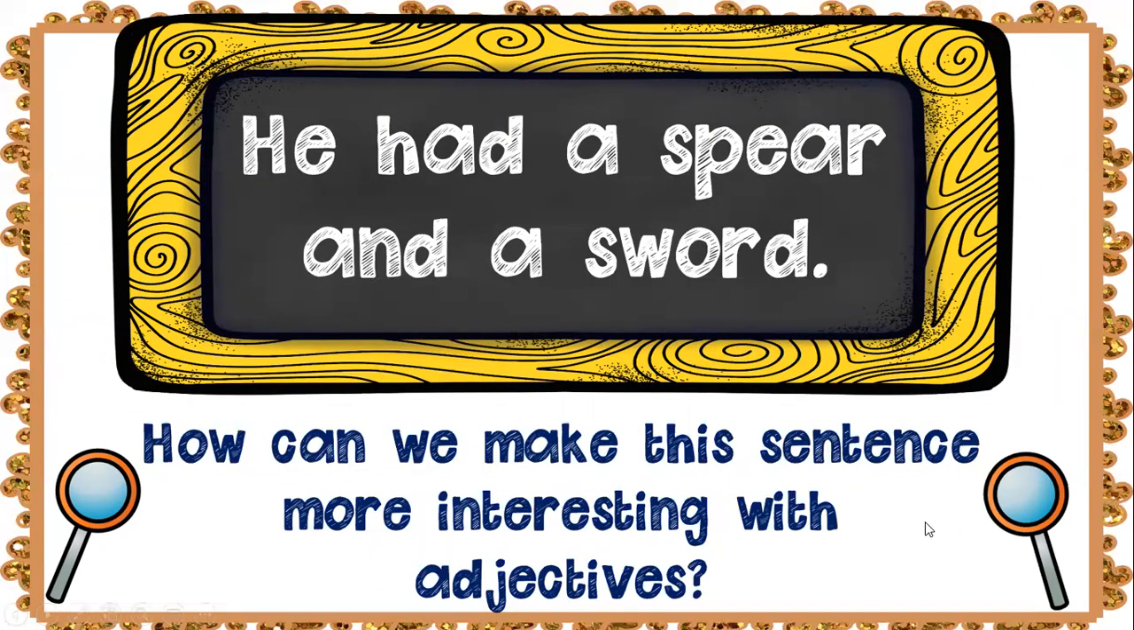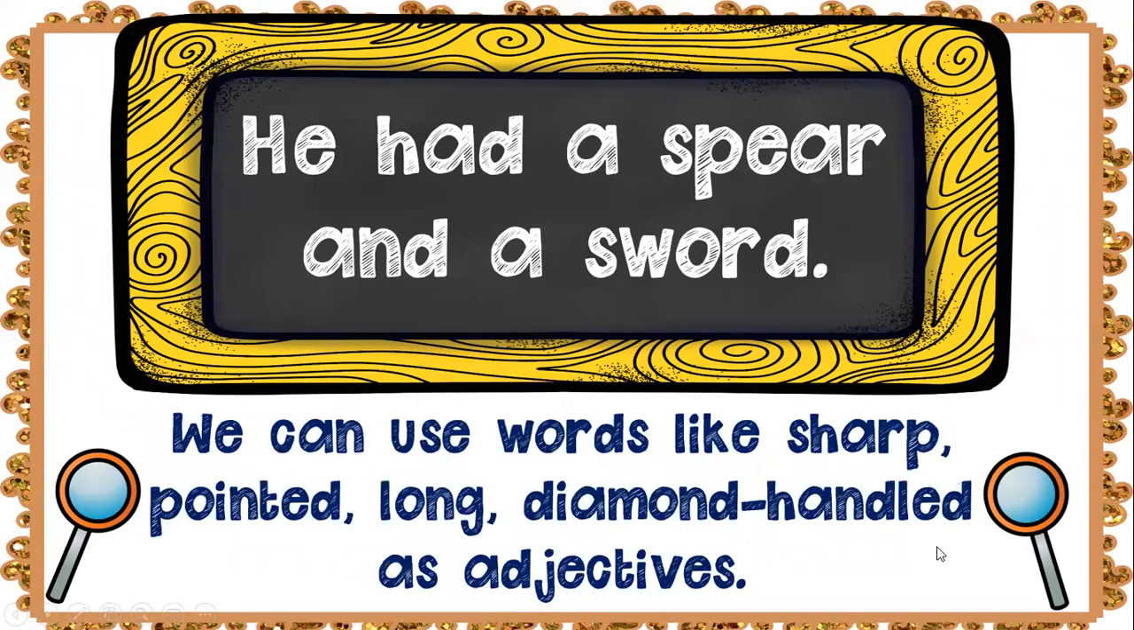Okay, read this sentence. He had a spear and a sword. How could you make this sentence more interesting with adjectives? Now, your nouns in the sentence are spear and sword. How could you describe spear and sword? You could use words like sharp, pointed, long, diamond-handled. Those words would help you to see those spears, to see those swords in your head.